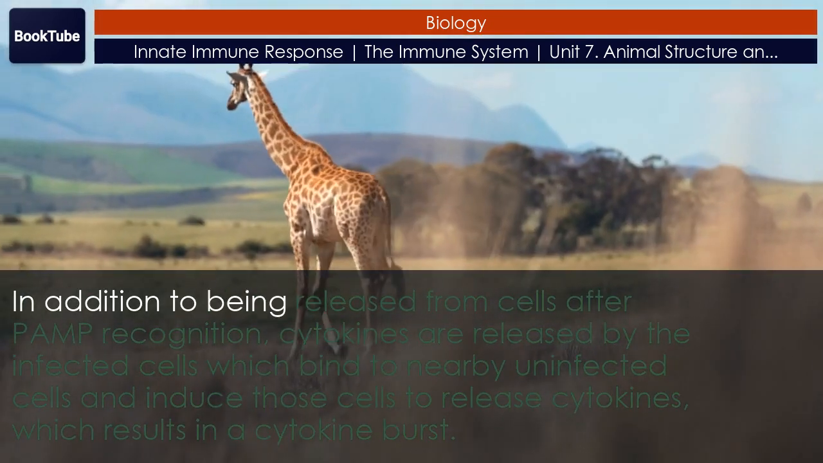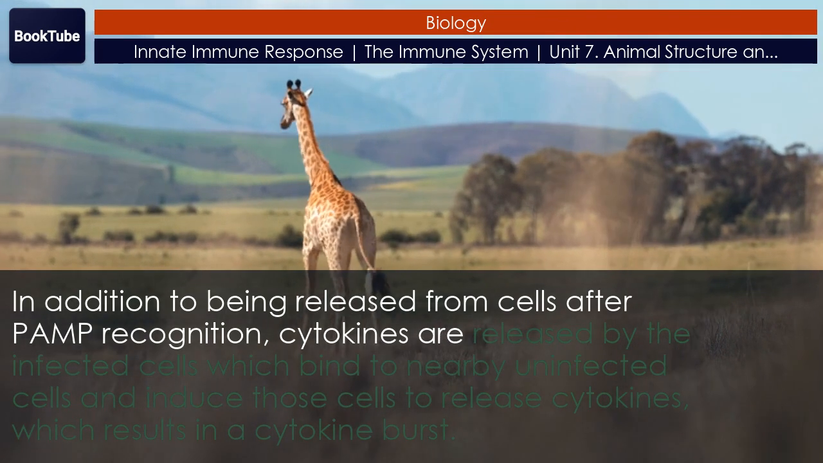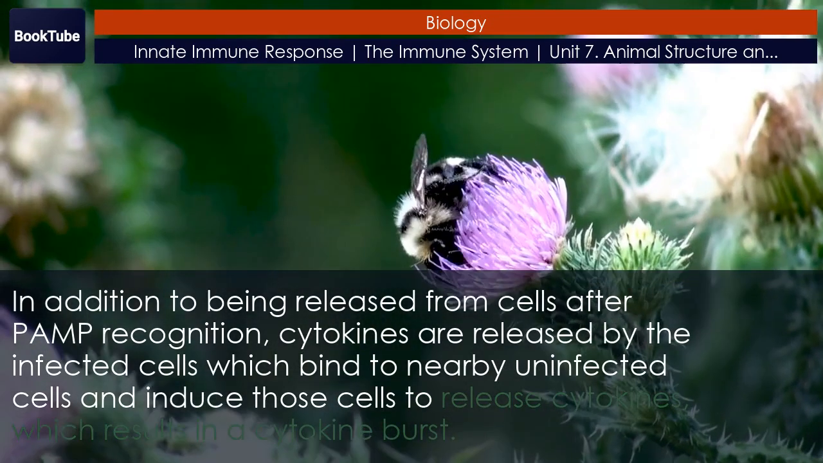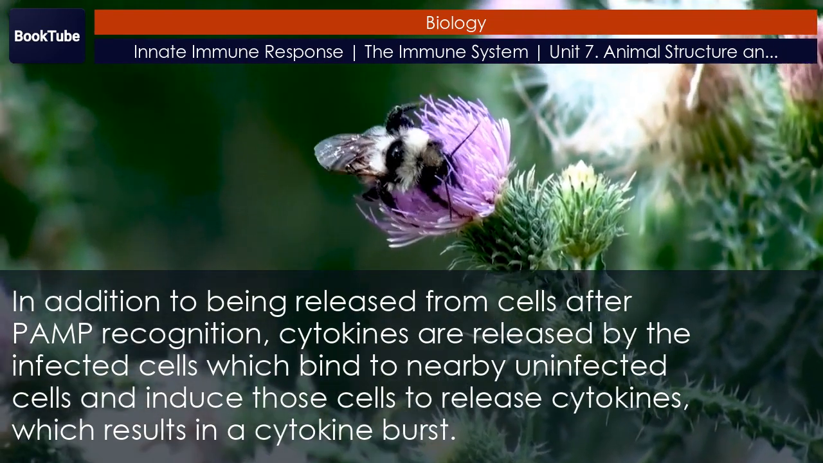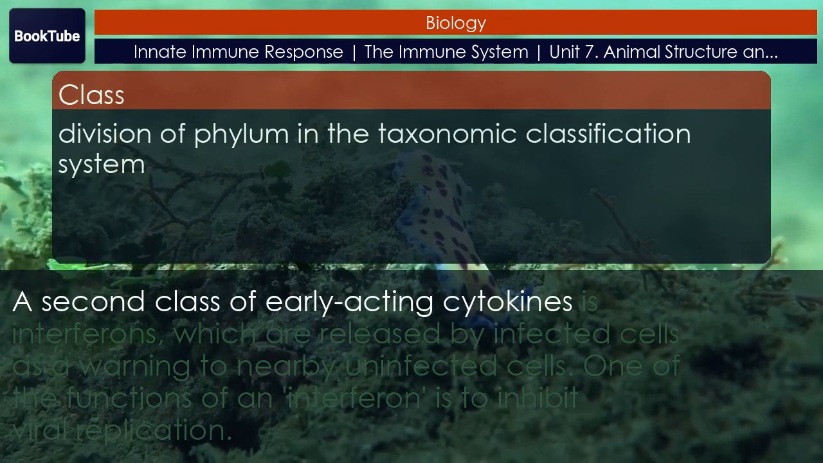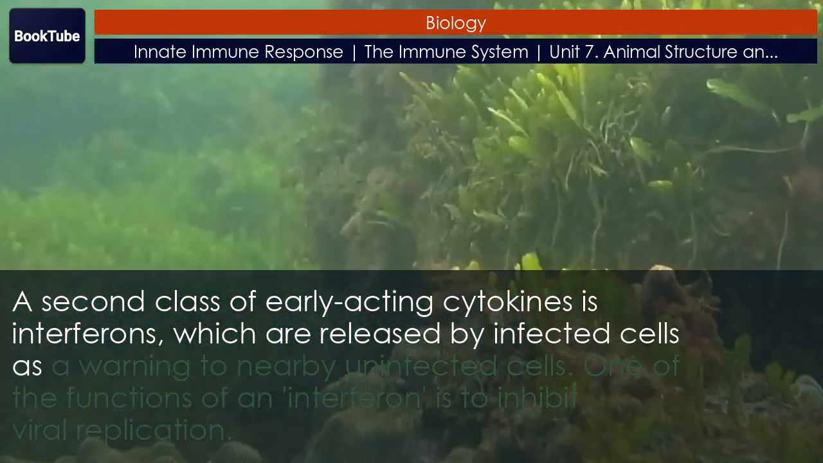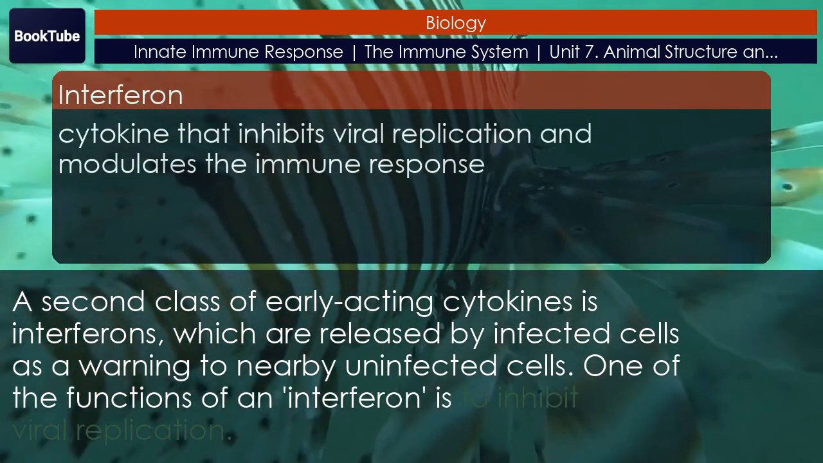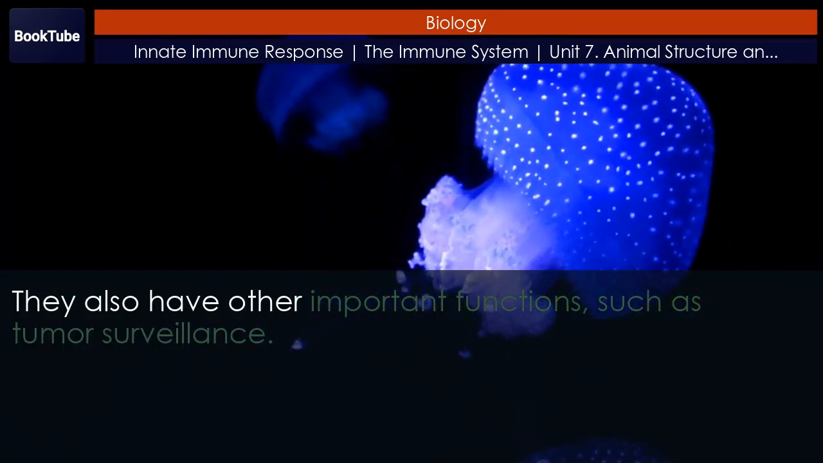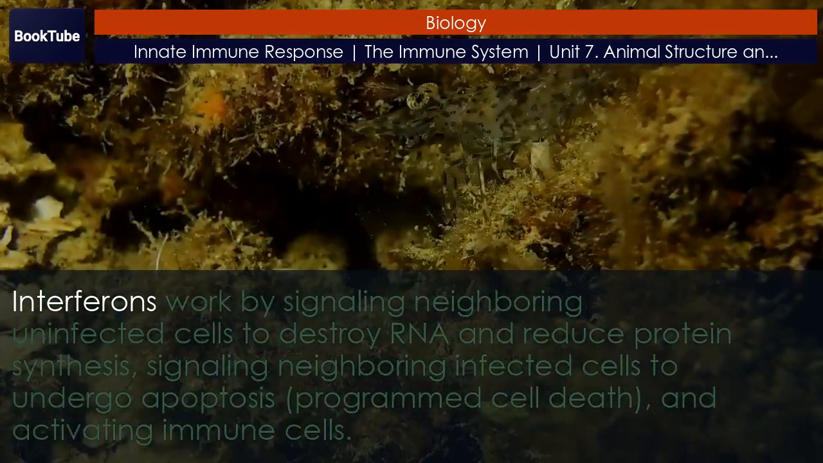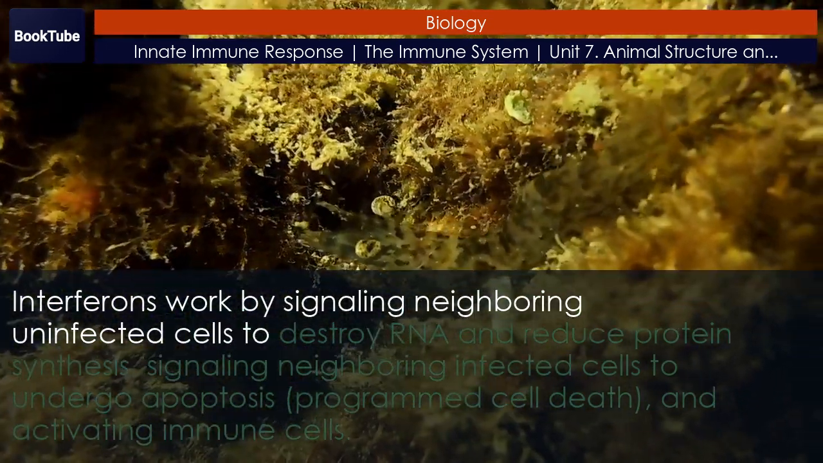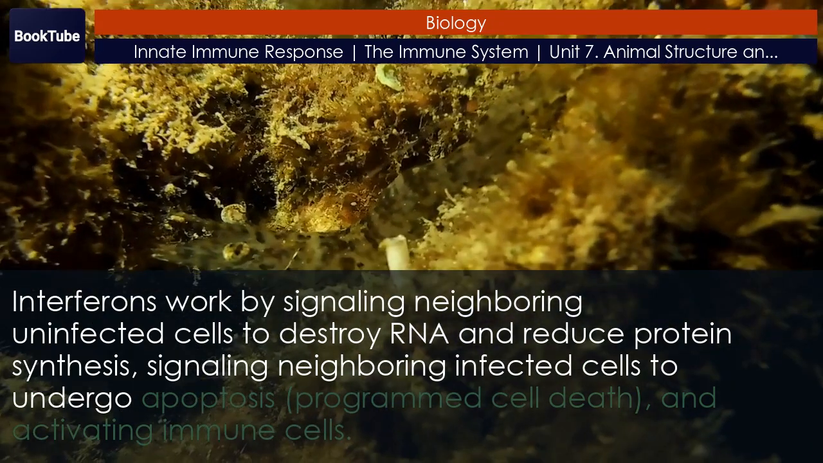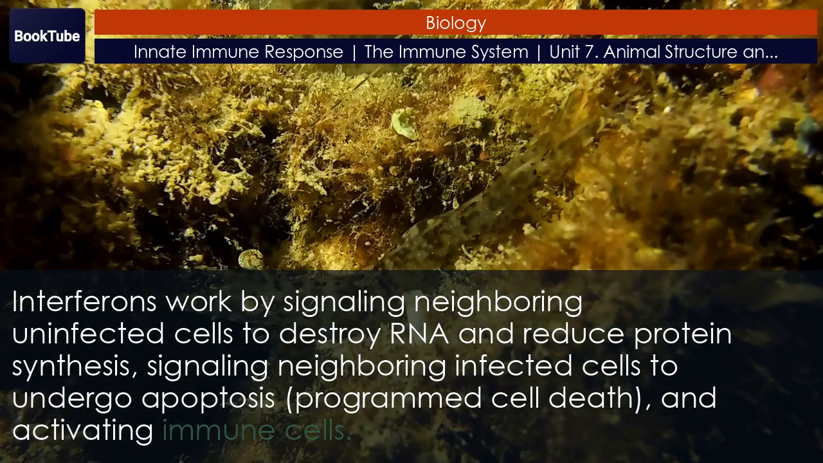In addition to being released from cells after PAMP recognition, cytokines are released by the infected cells which bind to nearby uninfected cells and induce those cells to release cytokines, which results in a cytokine burst. A second class of early-acting cytokines is interferons, which are released by infected cells as a warning to nearby uninfected cells. One of the functions of an interferon is to inhibit viral replication. They also have other important functions, such as tumor surveillance. Interferons work by signaling neighboring uninfected cells to destroy RNA and reduce protein synthesis, signaling neighboring infected cells to undergo apoptosis, programmed cell death, and activating immune cells.